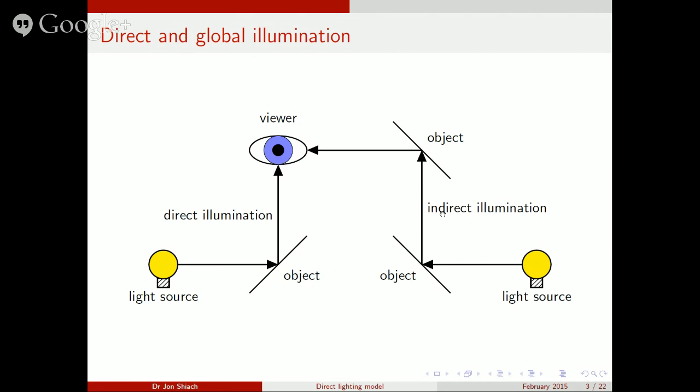We could, if we had infinite computational resources, actually use indirect illumination, but we're not. That's a difference: global illumination uses indirect as well as direct. Direct only uses direct.